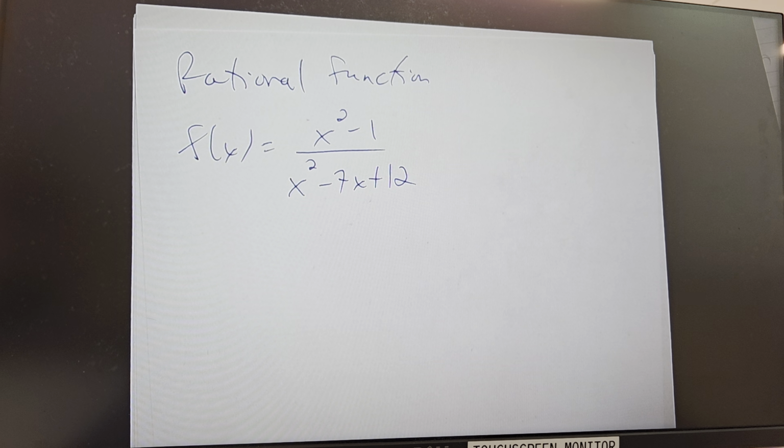How do you find the Y-intercept? You make X is 0. If you cover all the X terms, what are you left with? 1 over what? 1 over 12. Negative 1 over 12. So there you go. That's the Y-intercept. 0, comma, negative 1/12.